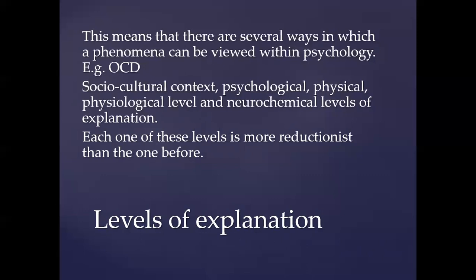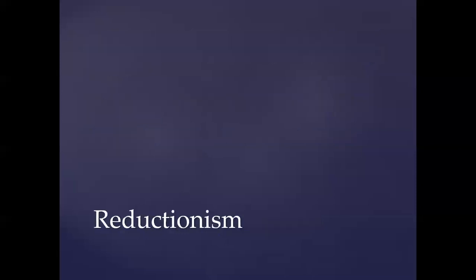Each one of these levels is more reductionist than the one before. So the psychological is more reductionist than the social cultural. Whereas the neurochemical level is the most reductionist of them all, because it's narrowing it down to the most simplistic explanation. Now, reductionism. Again, we're looking for an argument in favor, an argument against, but I'm including a little task here for you to be doing. I want you to develop the appeal.